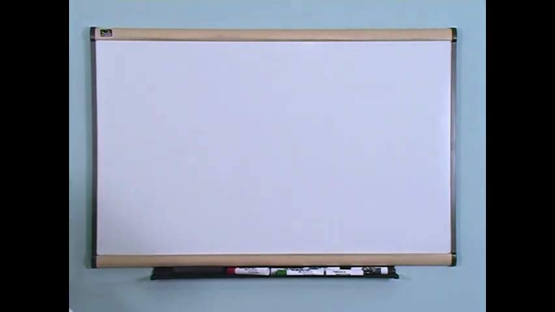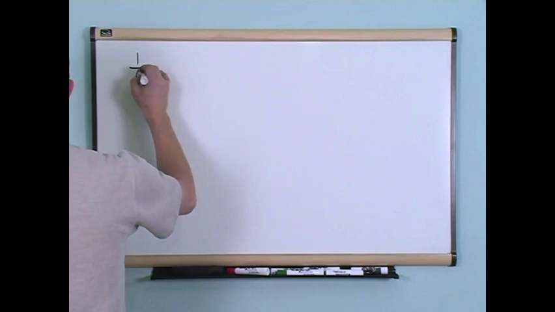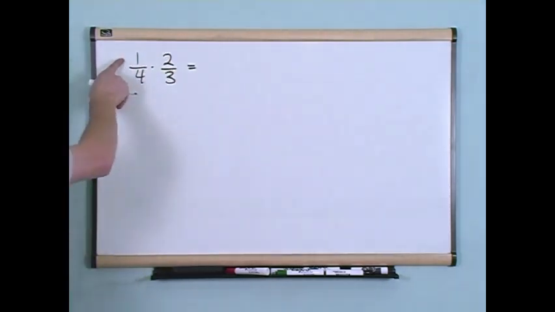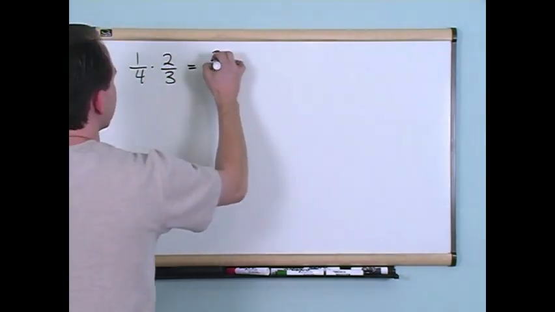Okay, now what if you had, just going through some more problems here, 1/4 times 2/3? Very simple. Multiply the top. 1 times 2 is 2.